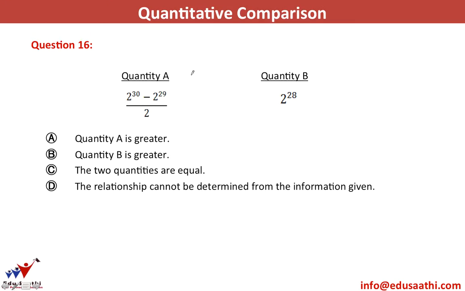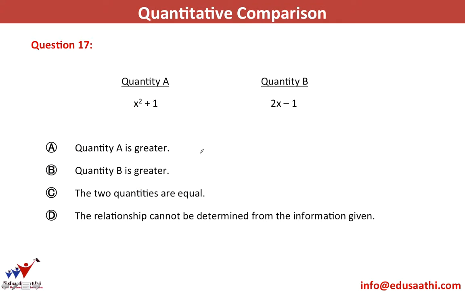Read the question, it's very, very simple. So if I just try to solve this question, I would see that I can take 2 raised to power 29 common. It will be 2 minus 1 over 2. So this will be 2 raised to power 29, 1 cancelling out with this. So I'll get 2 raised to power 28. The two quantities are turning out to be equal to each other.